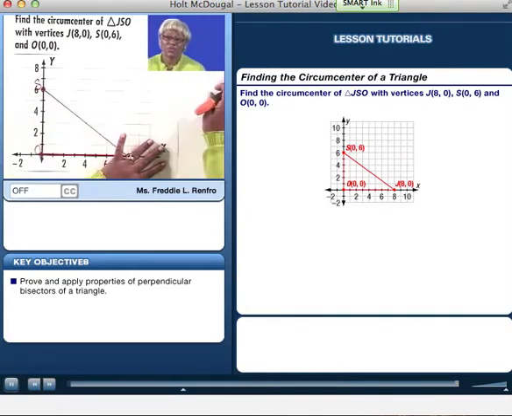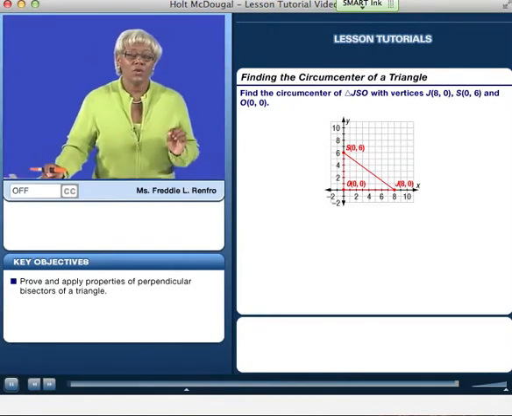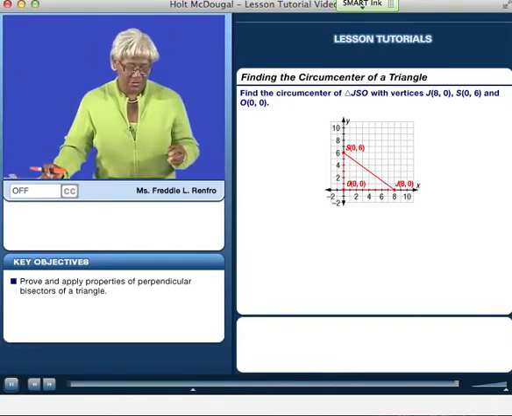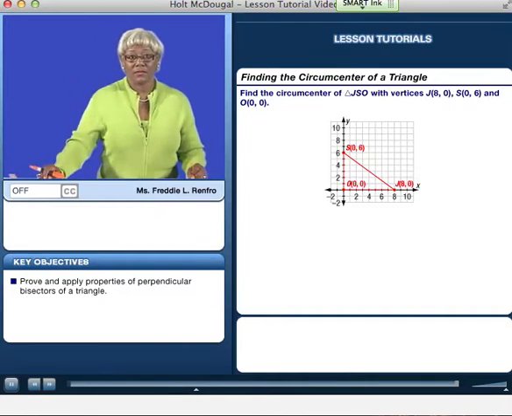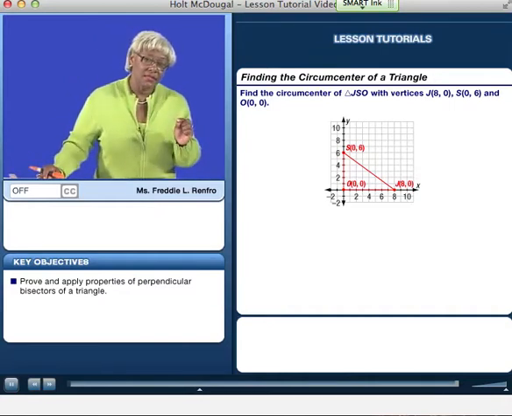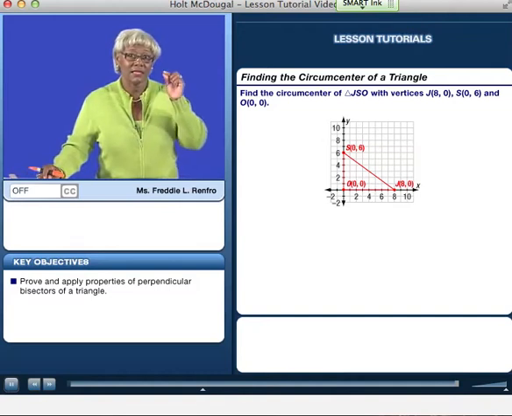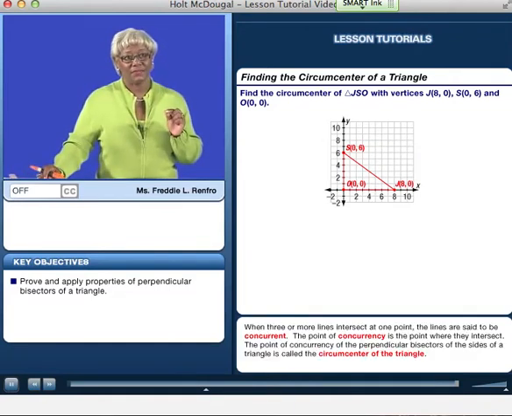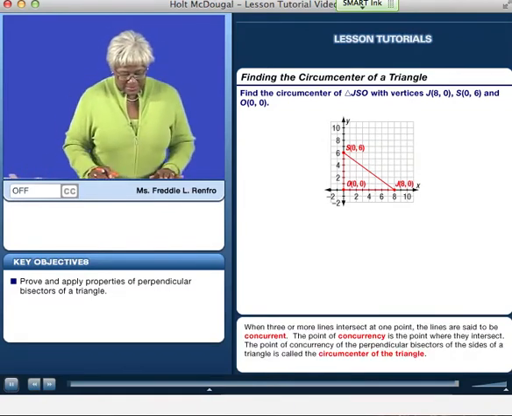Now we need to find where the circumcenter is. Recall that if we can construct perpendicular bisectors of the three sides of a triangle, where they meet is called the circumcenter.